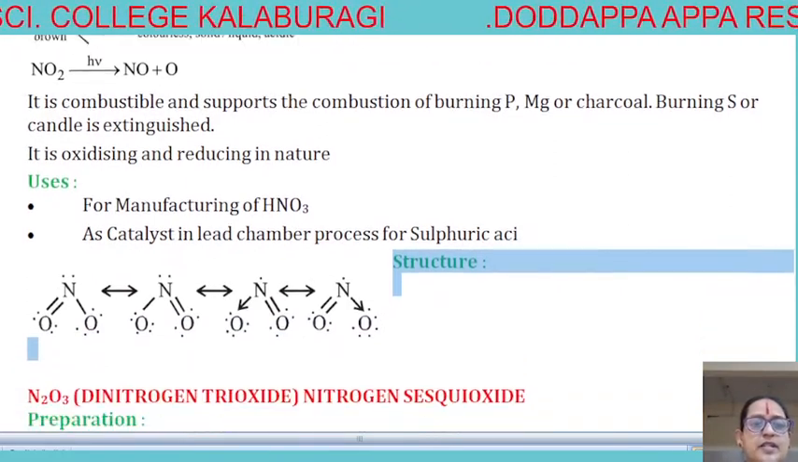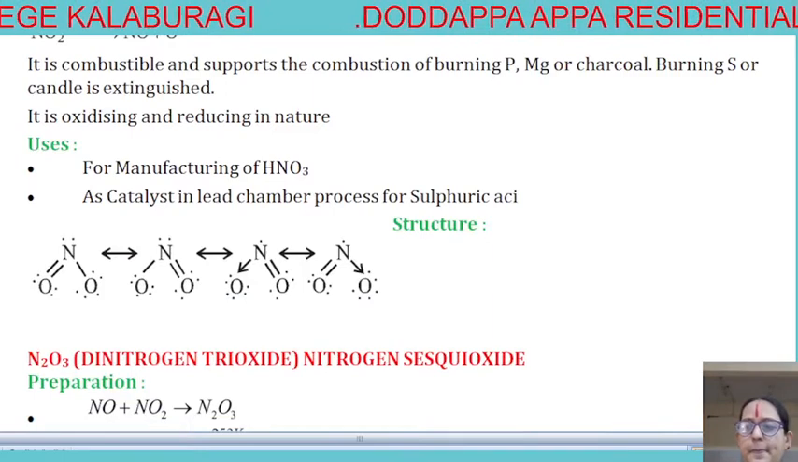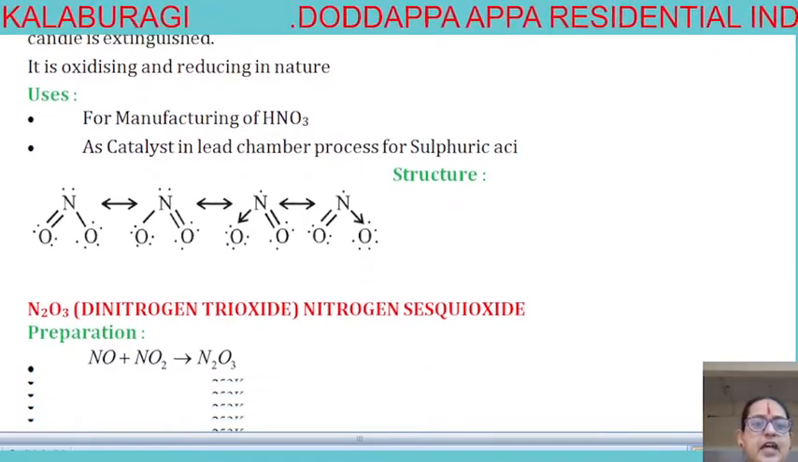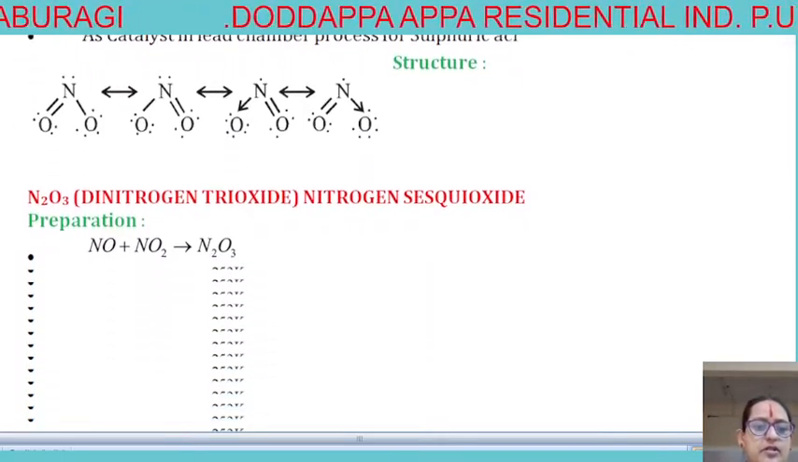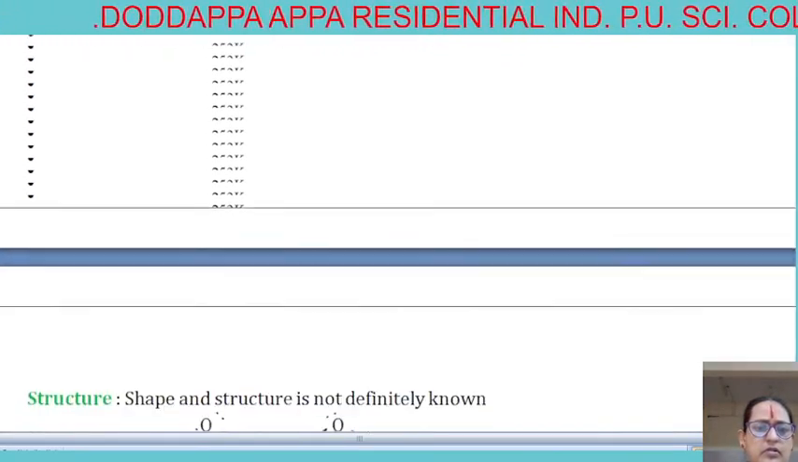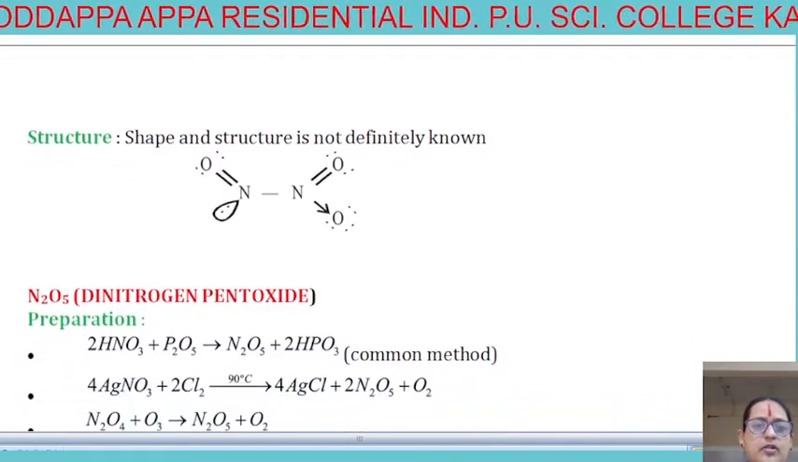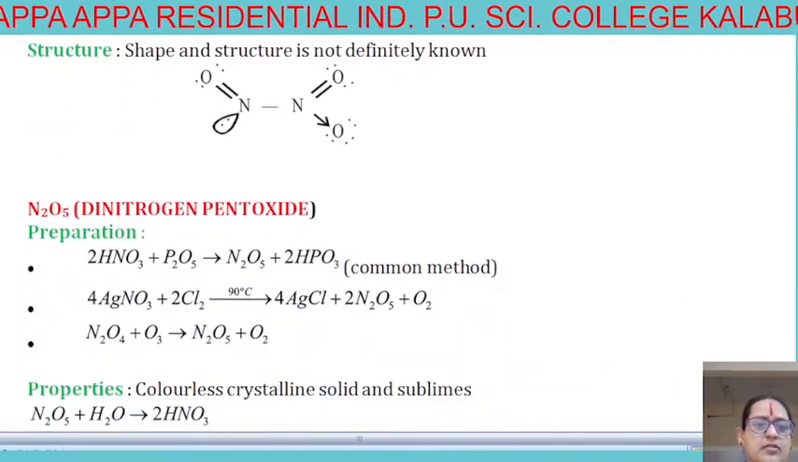HNO3 is formed. It is combustible, supports combustion on burning. It has 4 resonance structures. Then we have its preparation. Then its structure. Still it is under study.